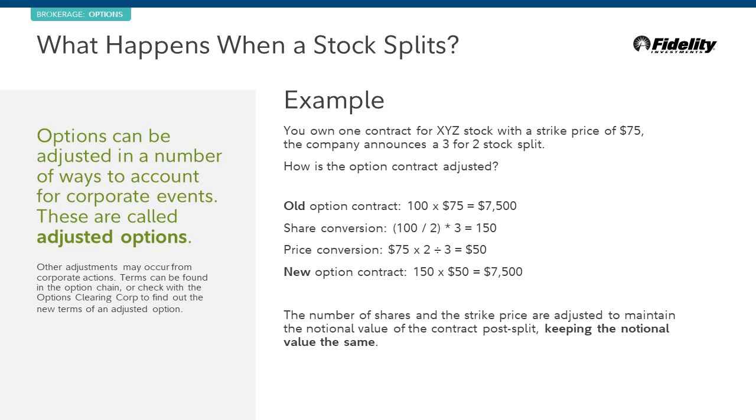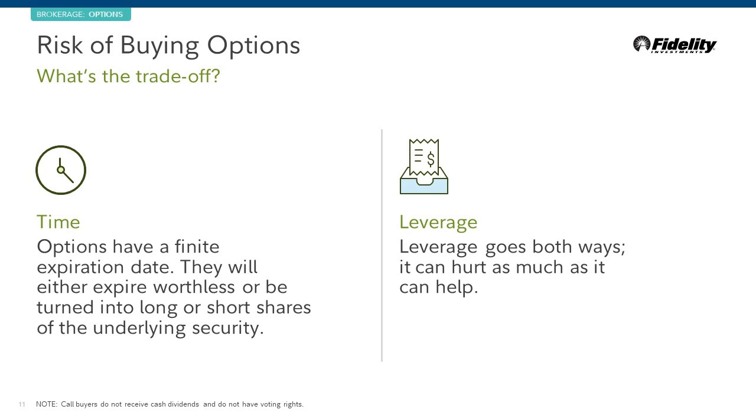Now, with this being said about stock splits, we do, of course, want to touch on real quick some of those risks associated with buying options, some of those trade-offs, because there are always trade-offs. And really, we talked about these a little bit earlier when I was addressing some of those differences between stock and options. Like I mentioned, what's the trade-off? What's the downside? Options have a finite amount of time left. They're going to expire. And at their expiration date, they're either going to be worthless or they're going to have shares underlying, either long or short.